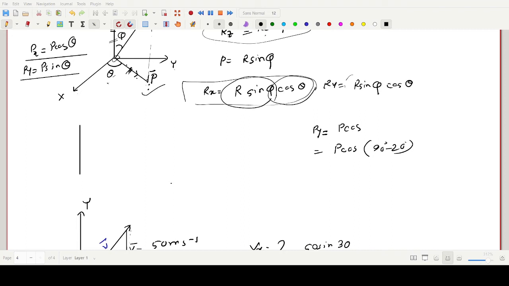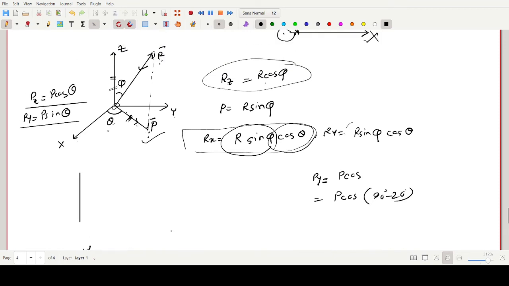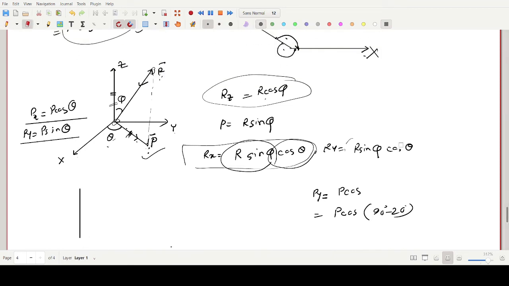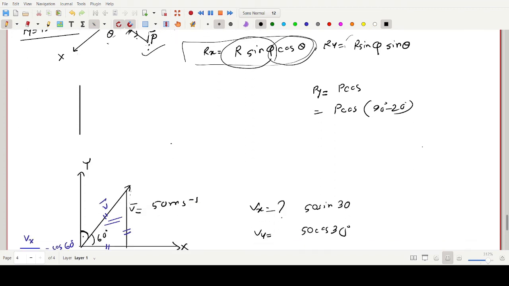And there is another question, I think. Yes. Sir, Rx and Ry both are the same? Oh, sorry. They will not be the same. R sin phi, sine, this is Ry. Now, is that the question by Riyak?